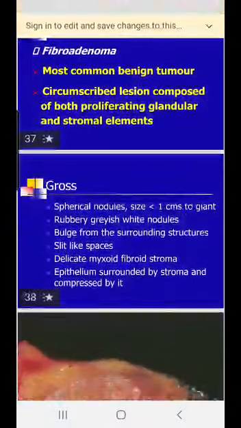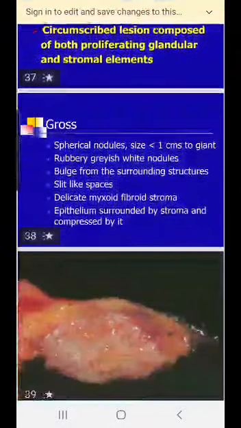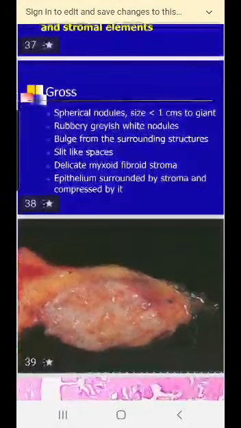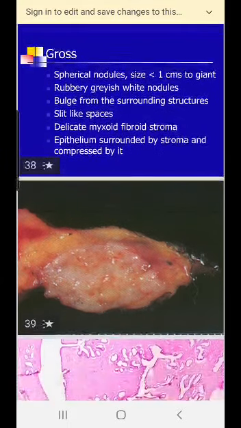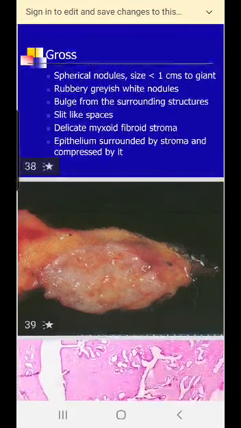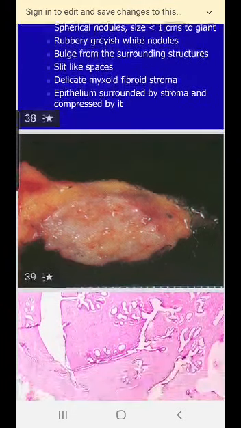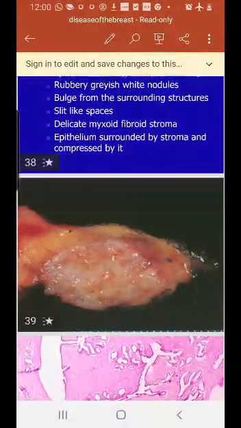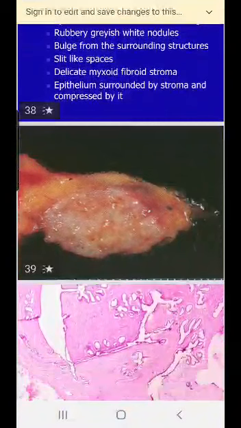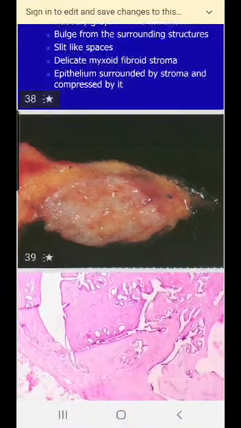So it is a circumscribed lesion, and it will have proliferation of both the glands and the stromal elements. On gross, there are spherical nodules, size less than 1 centimeter, and they can be huge, about 10-15 centimeters, in juvenile fibroadenomas, which are very common in the adolescent age group. They will be mostly grayish white, shiny white, and bulge into the surrounding structures, and they show slit-like spaces on gross as well, and they might show a myxoid stroma or a fibroid stroma, depending upon the predominance, and the epithelium will be surrounded by the proliferated stroma.